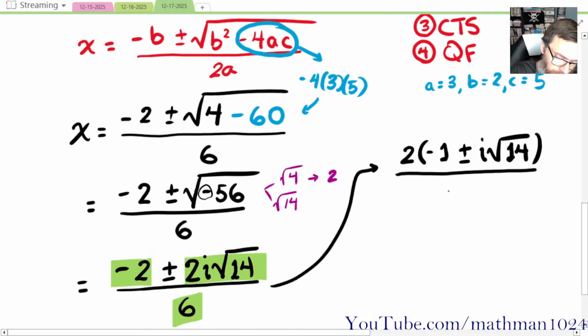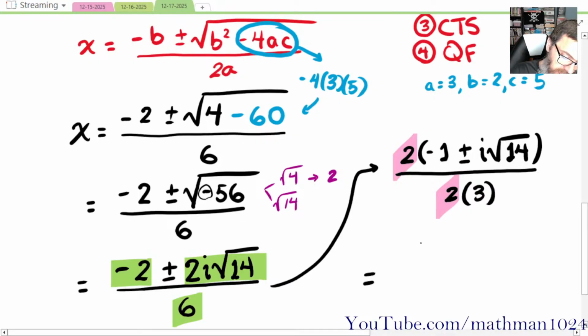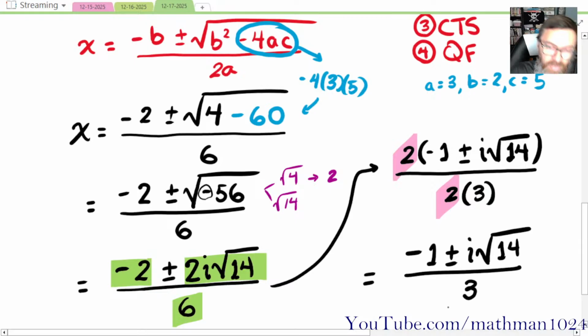In the denominator, I'm going to write this as 2 times 3. It might seem a little bit unnecessary, but I want to make sure you guys see how we correctly simplify things. And so now you've got the factors of 2 that can reduce. And so our final answer is negative 1 plus or minus i times the square root of 14, all divided by 3.